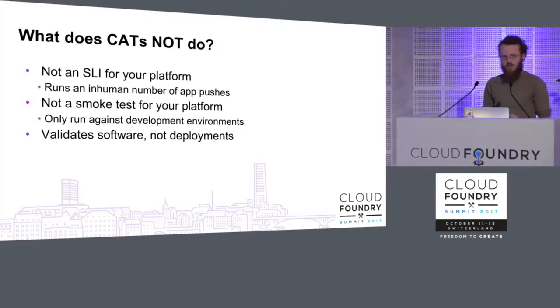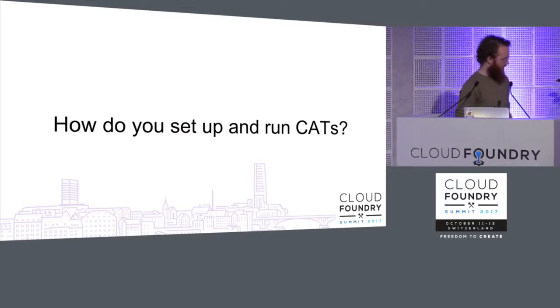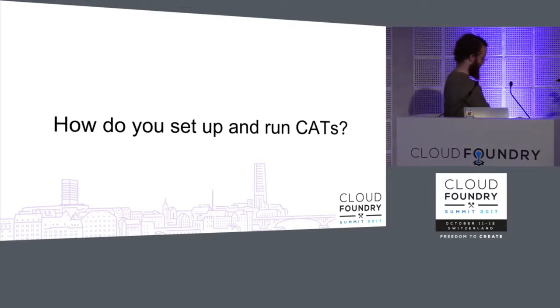To put this all into a single mantra, CATS is about validating software. It's not about validating deployments. It's an excellent tool if you're doing development work and you want to know, does my distribution of Cloud Foundry work? Does the pull request that I'm going to submit break anything? But it's not a very good test for answering the question, how good is my Cloud Foundry deployment? So now I'm going to hand it off to Mike for the next section.